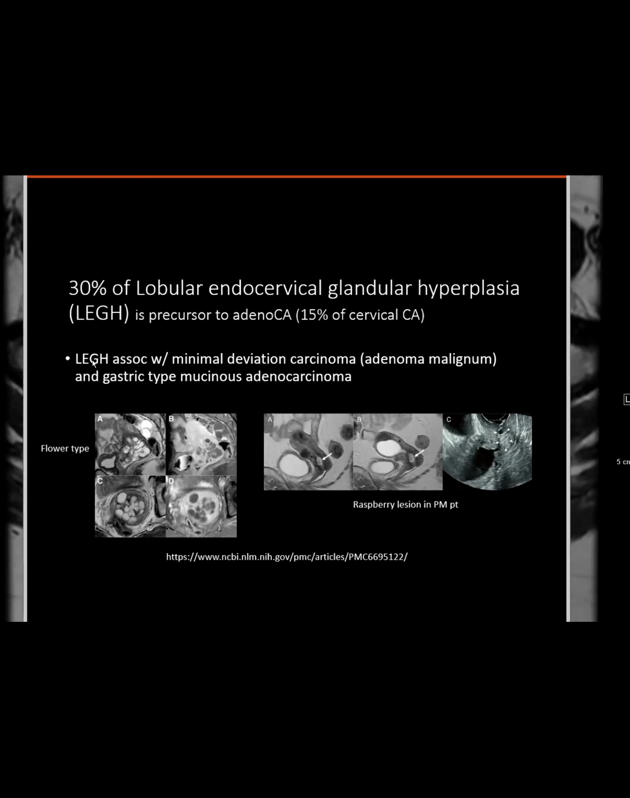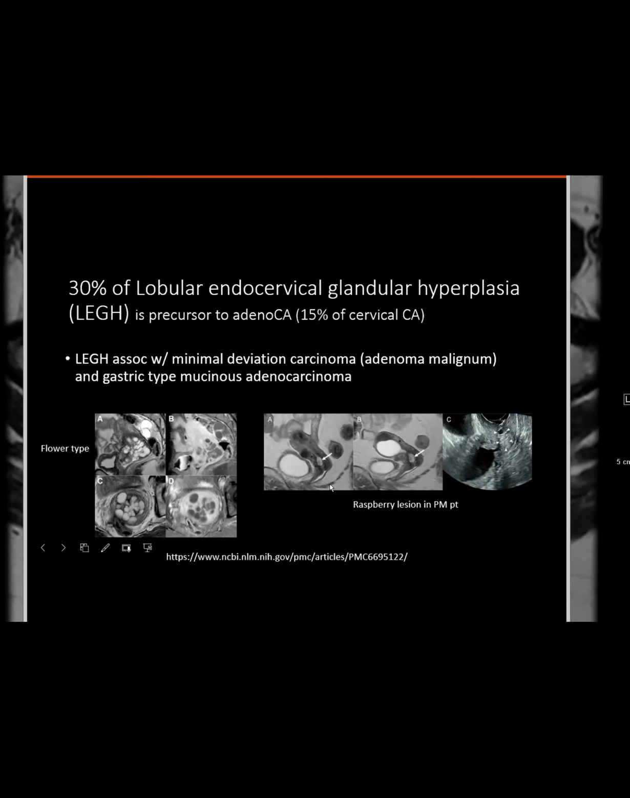So LEGH is associated with minimal deviation carcinoma, which is the new term for adenoma malignum, and also this gastric type mucinous adenocarcinoma. So basically, this is all on a spectrum: this adenoma malignum, this mucinous adenocarcinoma, and this LEGH. And so if you see something that looks like this flower type appearance, you should start bringing up that this could be either adenoma malignum or on the spectrum.